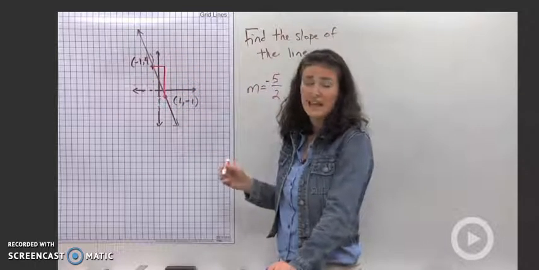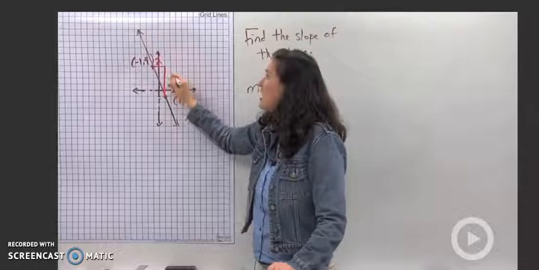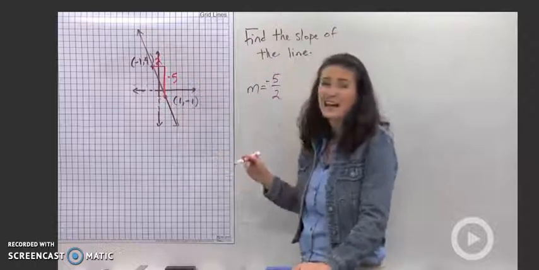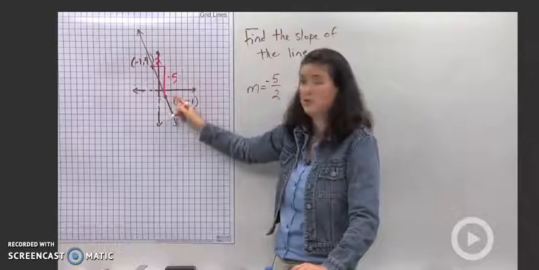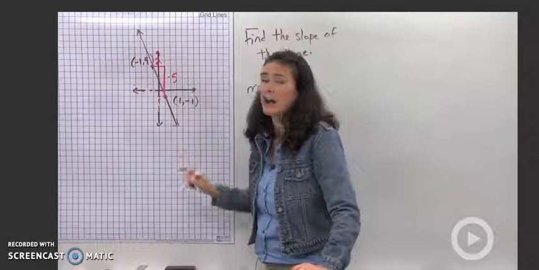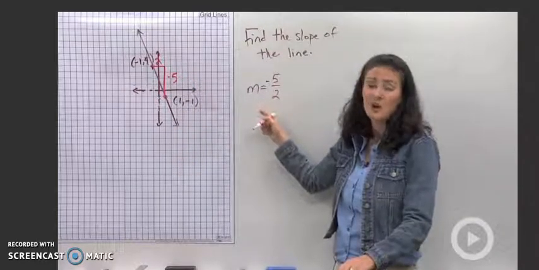And I went through, and again, I just counted the horizontal change and the vertical change. You'll see I still get negative 5 for my vertical change and positive 2 for my horizontal change. My slope is still the same thing.